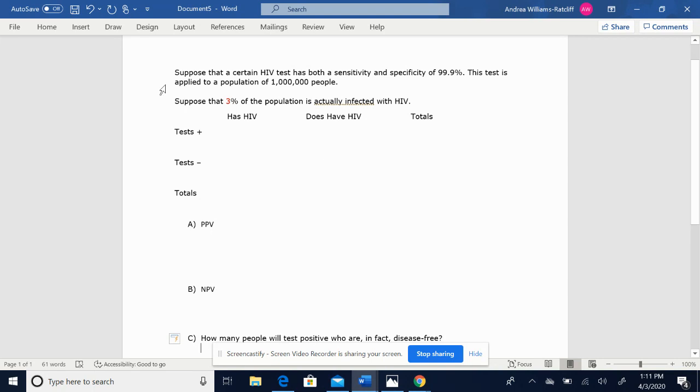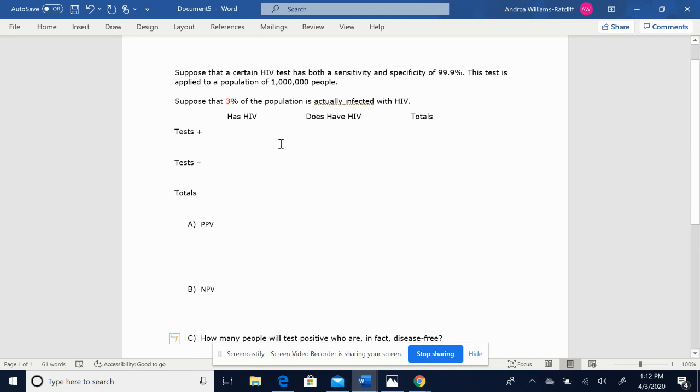It says, suppose we're testing for HIV and we've got 99.9% sensitivity and specificity, and we apply that to a population of 1 million people, okay? And we know that 3% of the population is infected with HIV, okay? So this is prevalence, this 3%. So it's a fairly small portion of the population, okay?